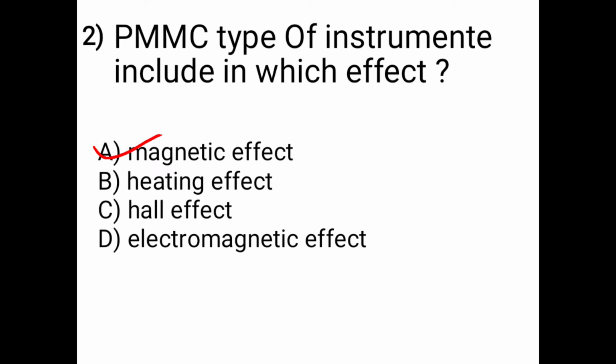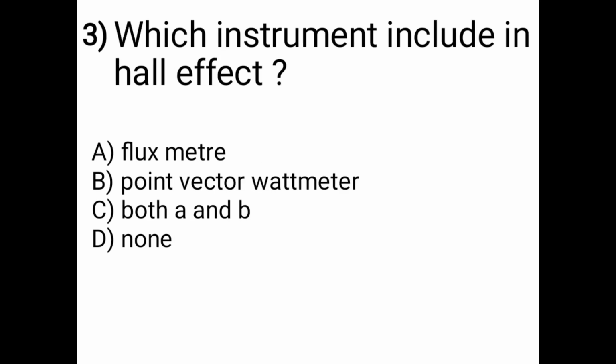Then question number 3 is, which instrument is included in Hall effect? Options are A, flux meter, B, point vector wattmeter, C, both A and B and D, none of the above. So the correct answer is option C, both A and B. Flux meter and point vector wattmeter instruments are included in Hall effect.